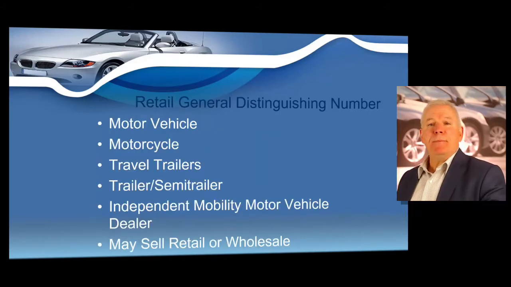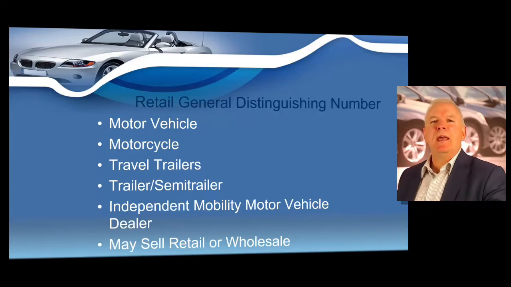First of all, I want you to be aware a retail GDN license, that's a dealer's license, is broken down into 5 categories. If you want to sell vehicles from multiple categories, you will need to have a license for each specific category. And I want to repeat that. If you want to sell vehicles from multiple categories, you will need to have a license for each category. The 5 categories are motor vehicle, motorcycle, travel trailer, trailer semi-trailer, and independent mobility motor vehicle dealer.